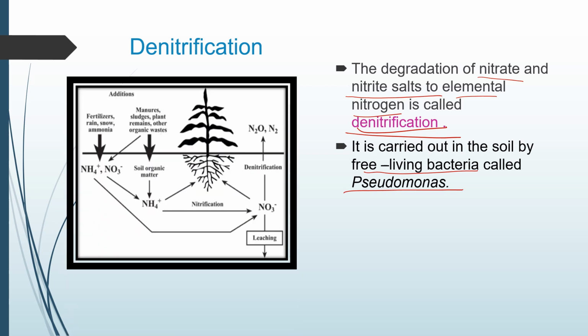Okay, so let us see the diagram. Here the same thing, ammonia and nitrate, nitrification is happening, oxidation is happening here, and again these are converted by the denitrification process to elemental nitrogen. In the root nodules, as we told earlier, there are nitrogen fixing bacteria like Azotobacter and Clostridium, which fix the nitrogen in the form of nitrates and nitrites, and that is again converted to elemental nitrogen with the help of Pseudomonas, which is a free living bacteria and acts in the soil only. So this is the process of denitrification. Now we will move on to the next process.